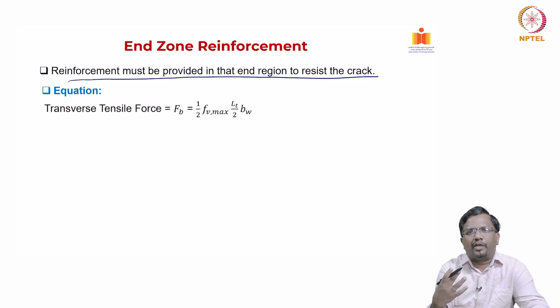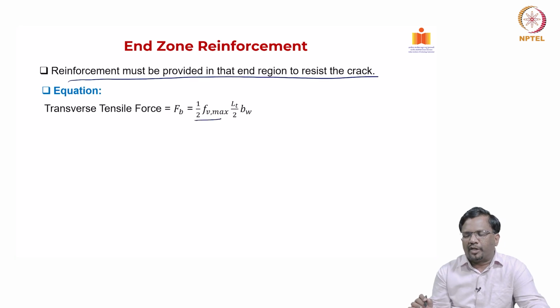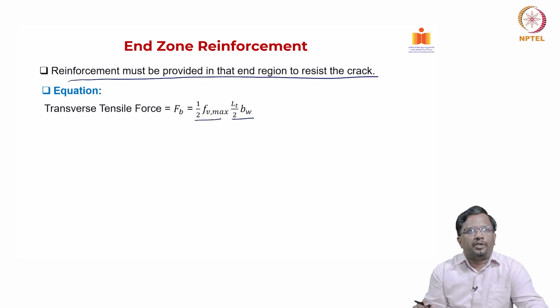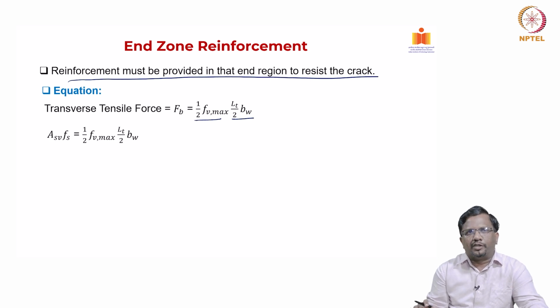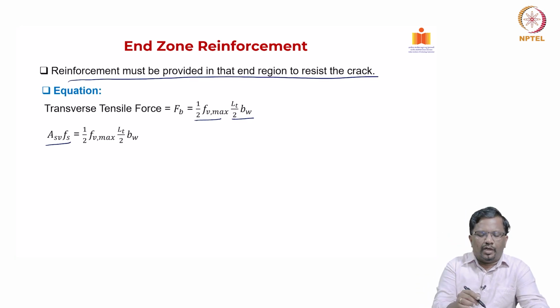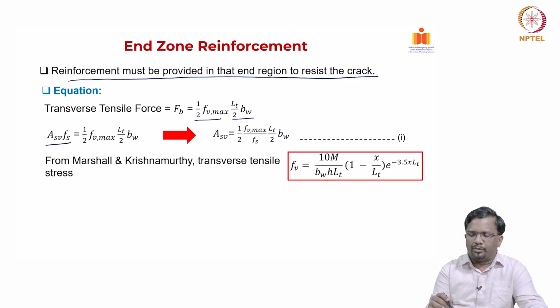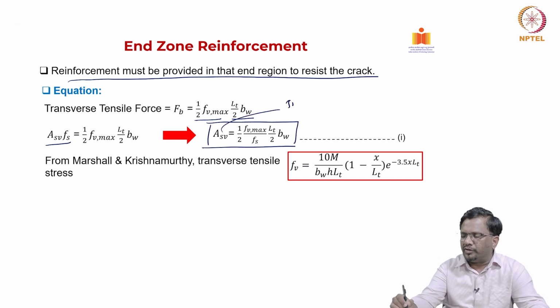Now, somehow we have to calculate how much will be the tension force. If you assume a linear distribution, we see that Fb max by 2 into Lt by 2 into Bw will be approximately the transverse tensile force. Once we calculate my transverse tension force, that has to be resisted by the vertical stirrup reinforcement. Let us say I put some area of the 2-legged or 4-legged stirrup, times the stress, which should be equal to this. If we substitute that equation and see this simplified expression, we can find ASV as half of Fb max by Fs times Lt by 2 into Bw. This is one expression we have found for the amount of transverse reinforcement.